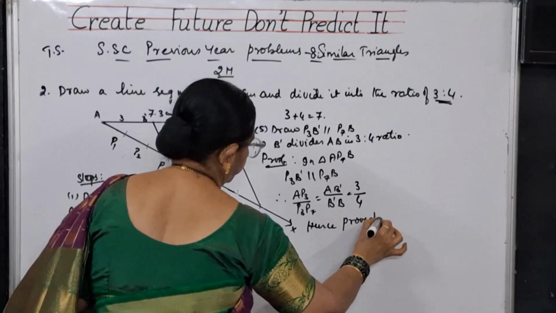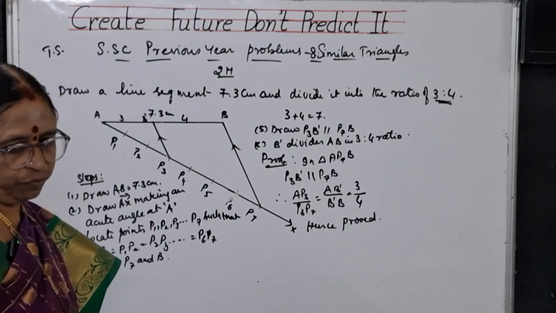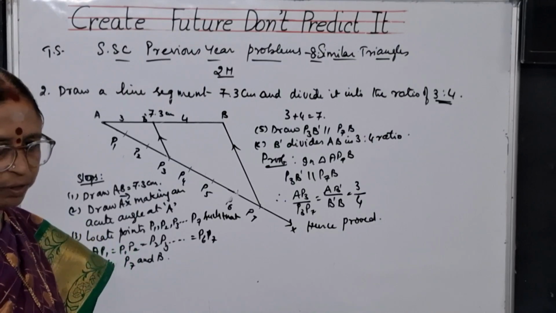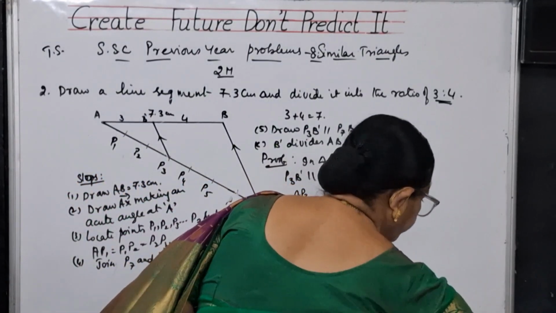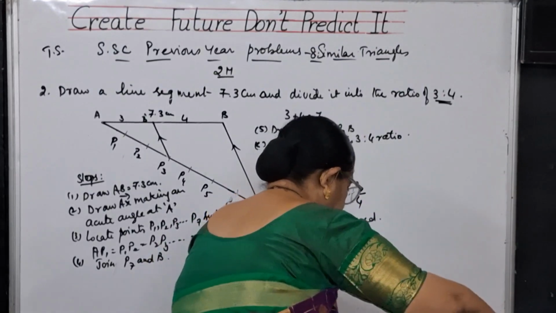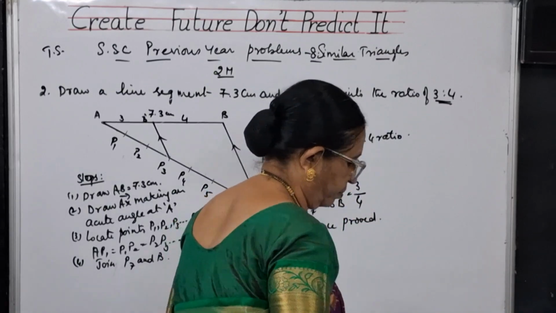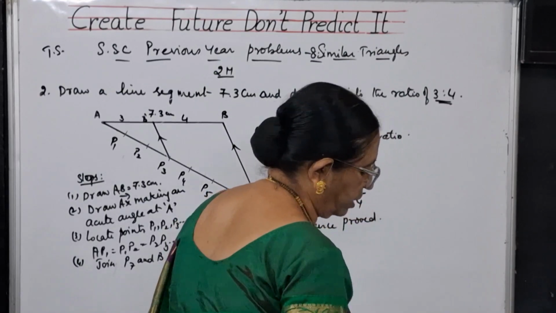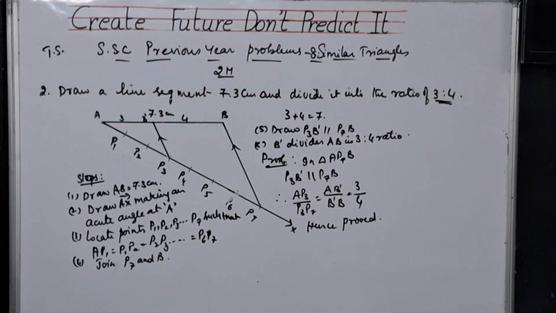We have proved that the point divides in 3:4 ratio. So, please copy this, children. This is your construction. Now, what I have done, carefully observe what I did and do it in that way.